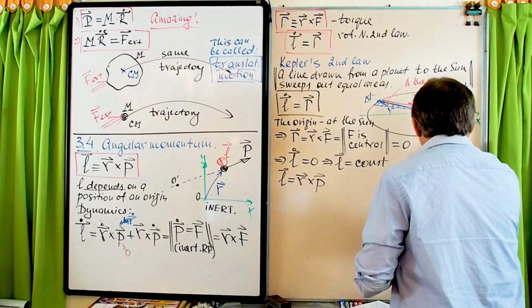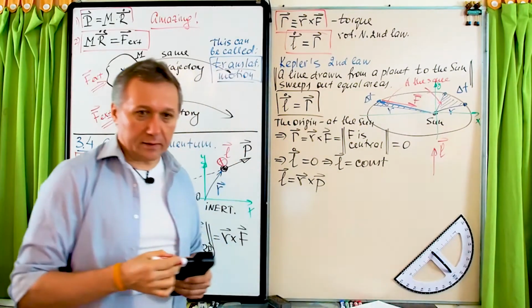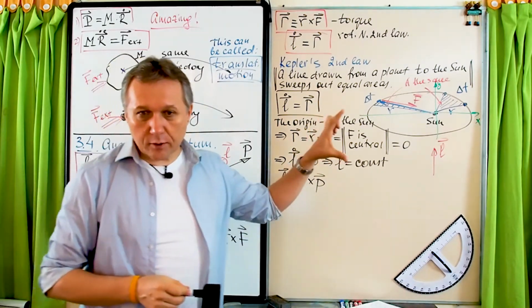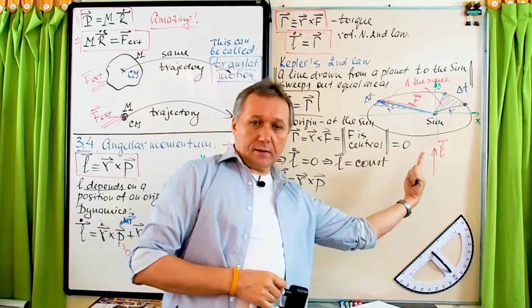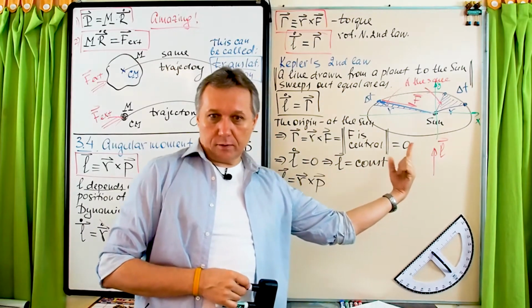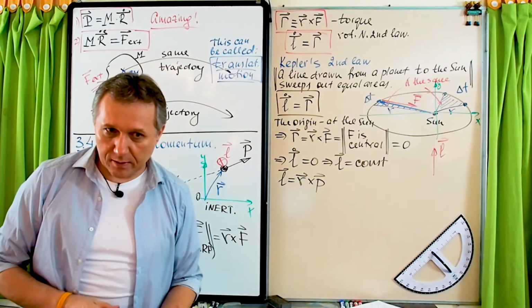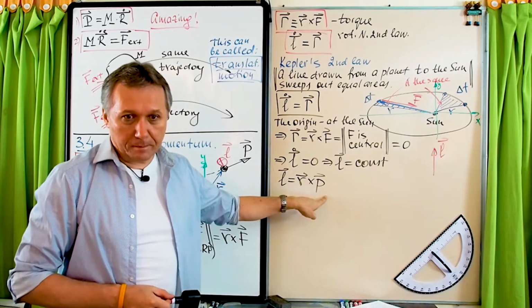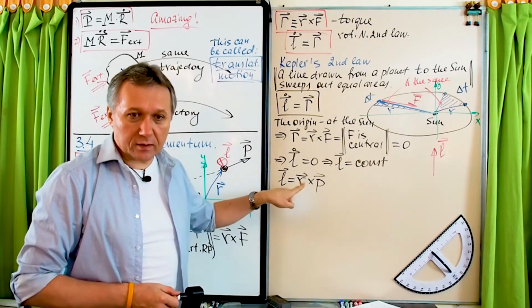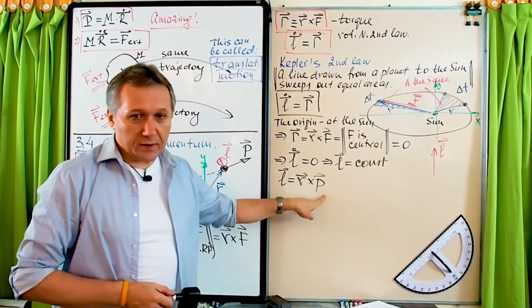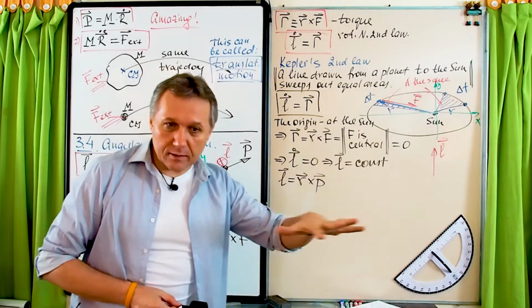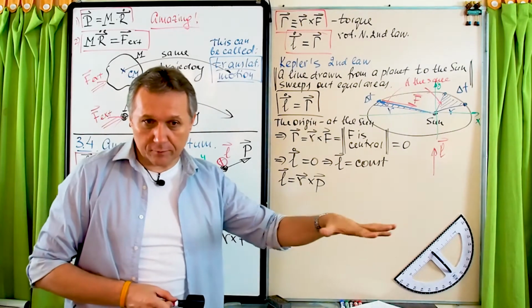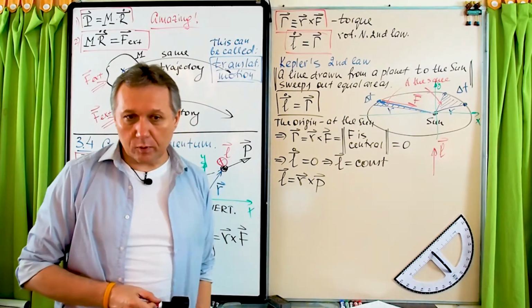Wait, L small, right? This is my L, and it's constant. It means that the magnitude is the same, and of course it doesn't wobble, so the direction must be the same. And since L is R cross P, and this is constant, it means that vector R and vector P must lie in the same plane. All the time you can find a plane, and R and P will be there.